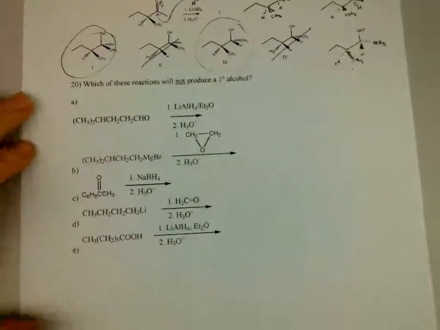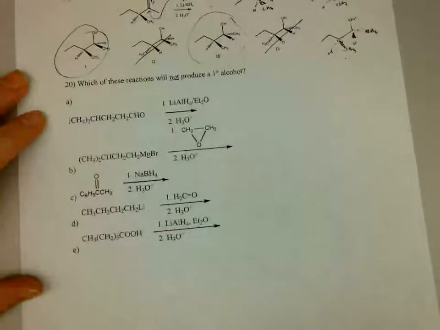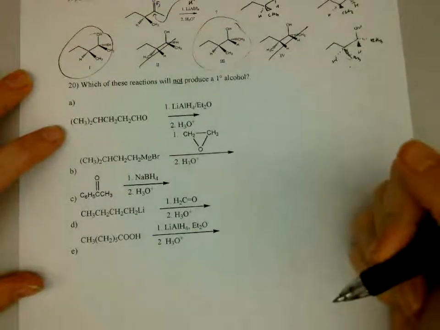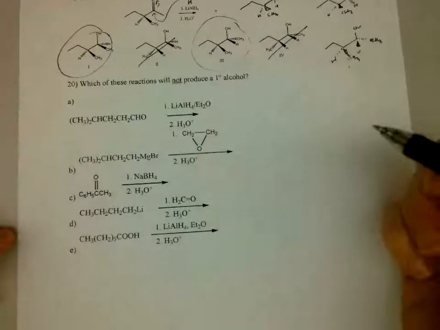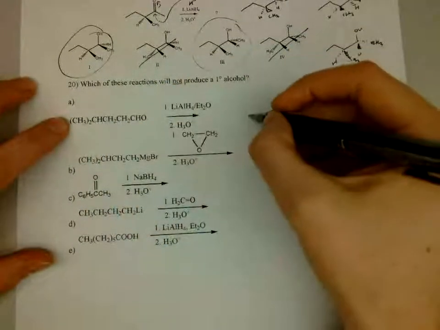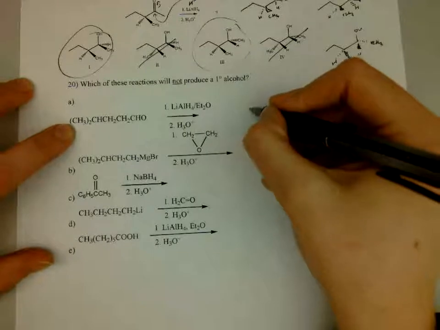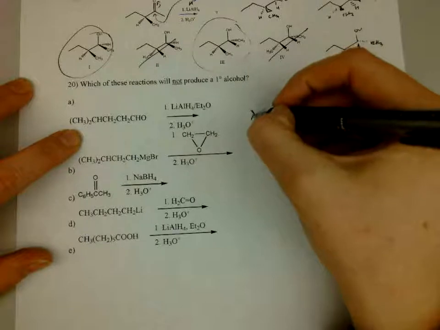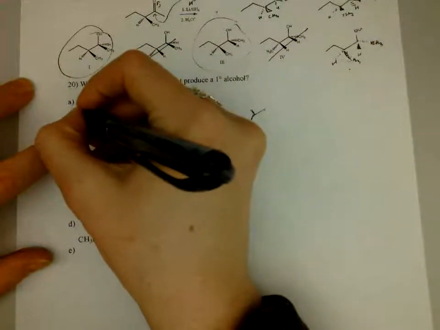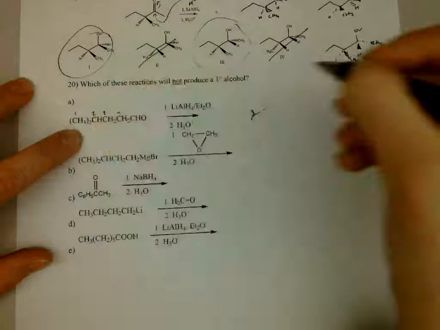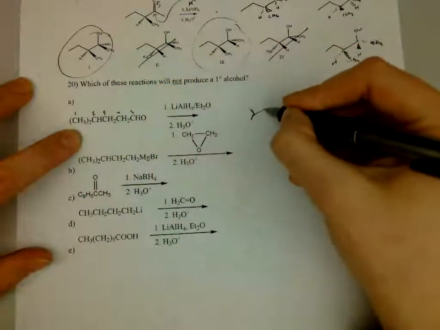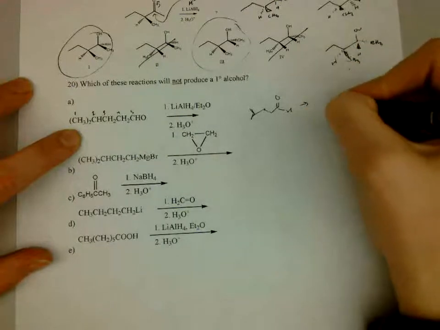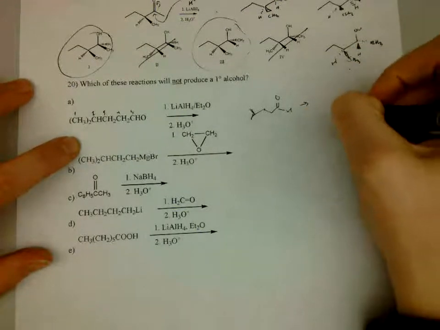Okay, and last but not least, question 20. Which of these reactions will not produce a primary alcohol? In this one, there's not much for it. You just got to work through every single question. So this is an aldehyde with LAH. Sorry, that's bad handwriting. We've got 1, 2, 3, 4, 5. 1, 2, 3, 4, 5. Looks like an aldehyde with LAH. That actually should go to a primary alcohol.